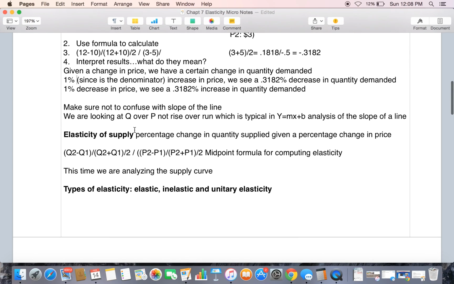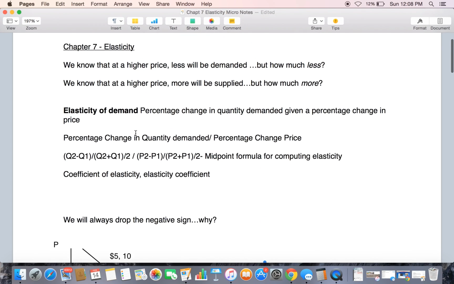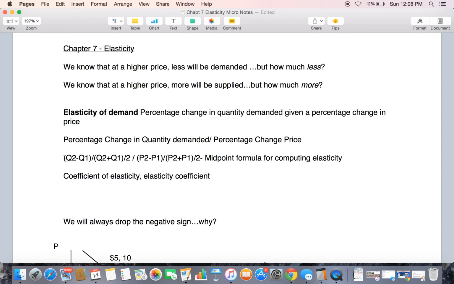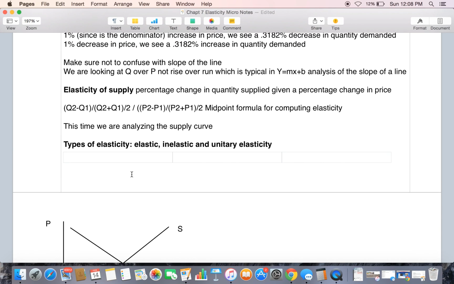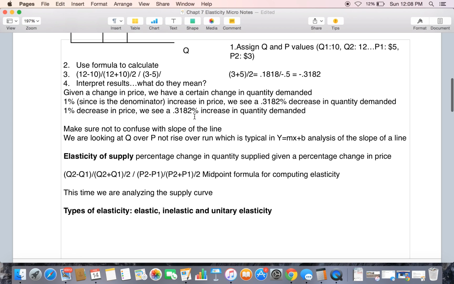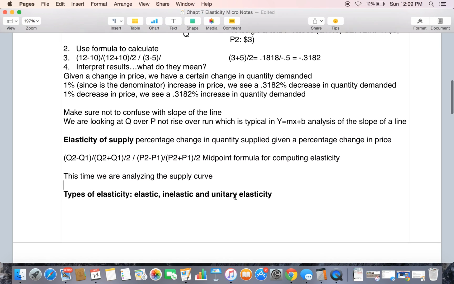Okay, so the elasticity of supply is similar to the elasticity of demand in that we use the same midpoint formula for calculating it, but we're going to be looking at the supply curve. So the elasticity of supply is the percentage change in quantity supplied given a percentage change in price. Again, we use the same formula, Q2 minus Q1 all over Q2 plus Q1 over P2 minus P1 over P2 plus P1. So I would implore you to try a couple of the elasticity of supply calculations.